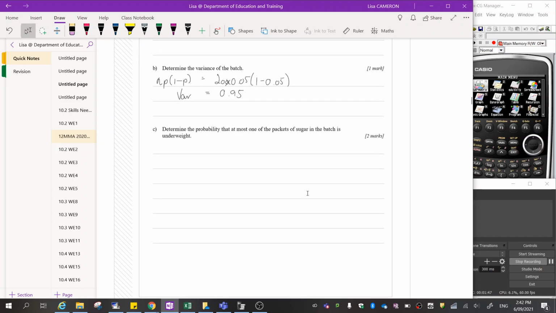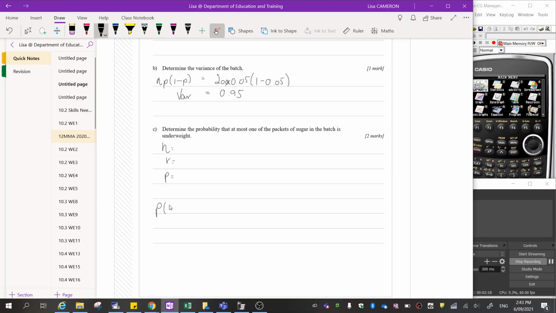Okay, so next thing we're going to determine the probability that at most one of the packets of sugar in the batch is underweight. So like we've already decided, this is binomial probability because it can happen or it can't happen and there are multiple trials. If we didn't have anything about the trials, then it would be a Bernoulli distribution. Okay, so let's see what we need here. So I'm looking at my formula booklet. I can see that I need an n, I need an r, I need a p.